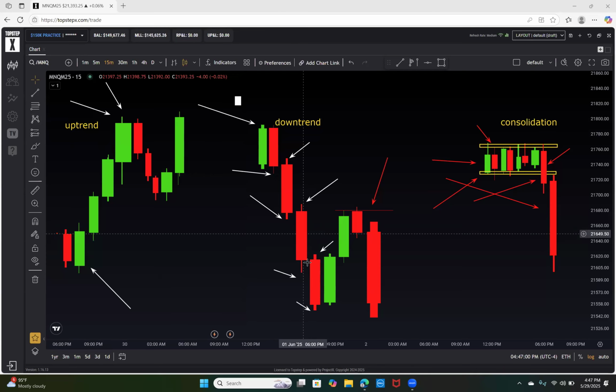But that's it. So you've got uptrends, downtrends, and consolidation. When we're in an uptrend, wait for supports to be formed to take buys. When we're in a downtrend, wait for resistances to be formed to take sells. When we're consolidating, wait for candles to break outside of the consolidation range.